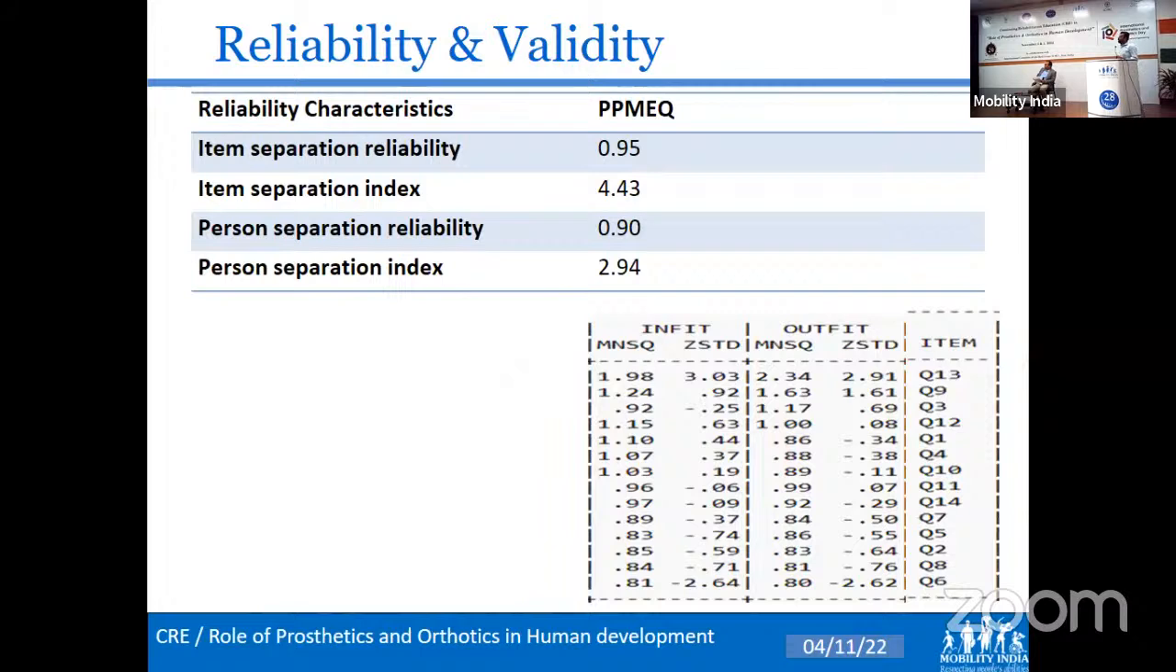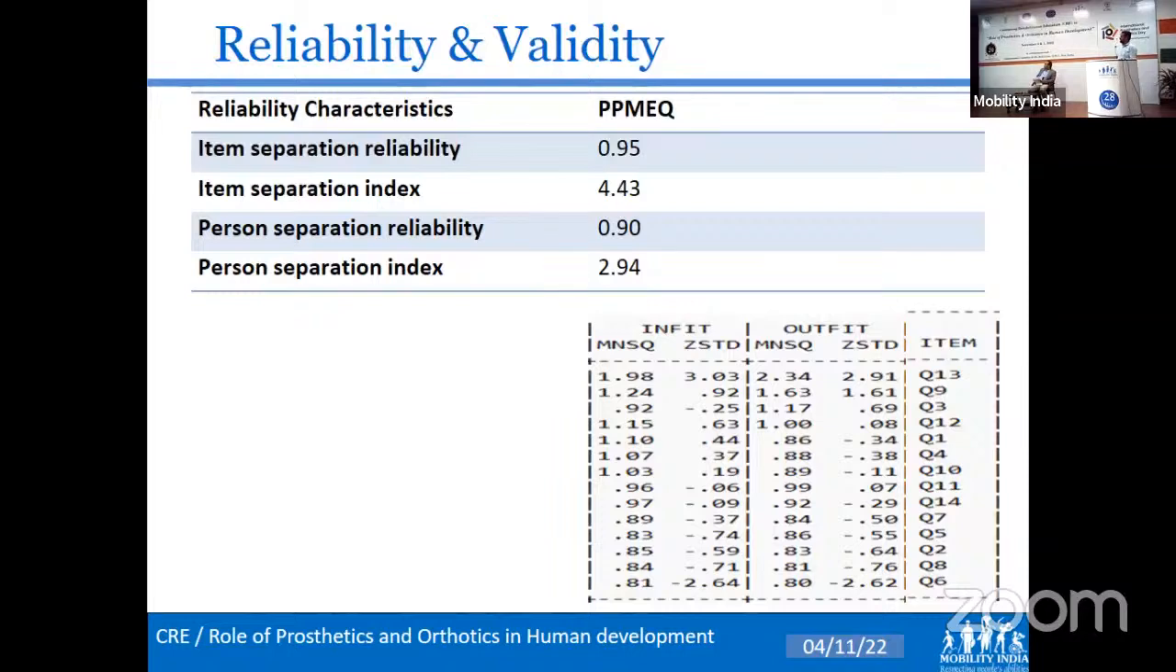Now, moving on, the main focus is on reliability and validity. This data has been analyzed by the Rasch analysis approach in WinSteps software. Item separation reliability for my questionnaire was found to be 0.95 or 95%, with an item separation index of 4.43, and person separation reliability was 0.9 or 90%, with a person separation index of 2.94.